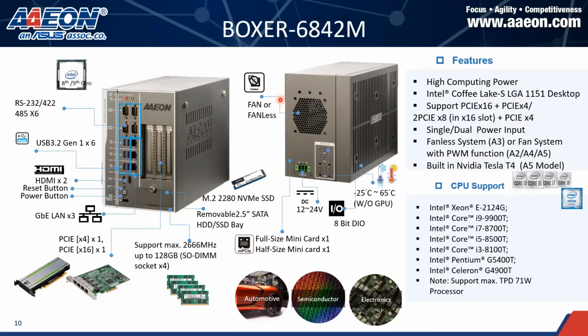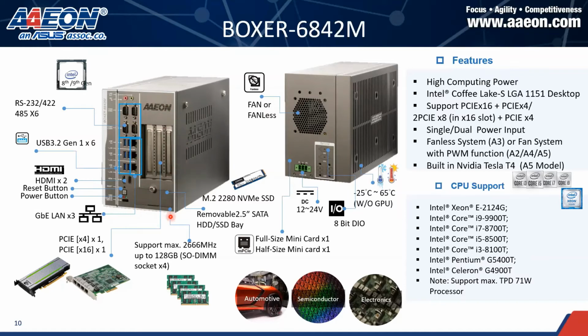So the Boxer 6842 supports a wide range of I/O, like we have 6 COM ports, 6 USB, 2 HDMI, 3 gigabit LAN. If the customer wants more, like more USB or more gigabit LAN, they can use the expansion slot like here. We can utilize the 1 PCIe by 4 lane or even 2 to let the customer add our add-on card.